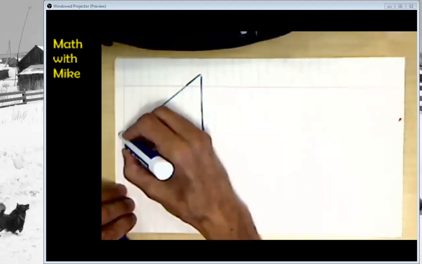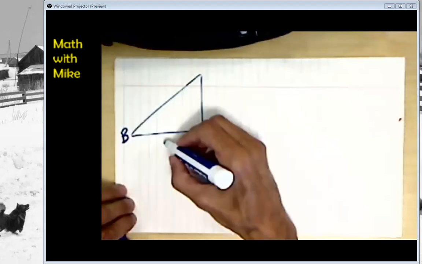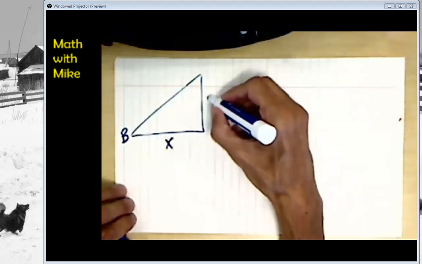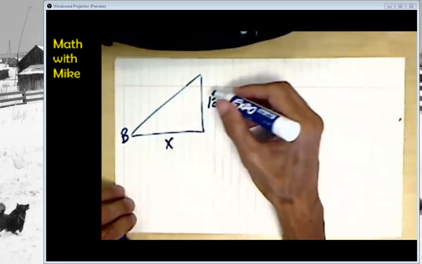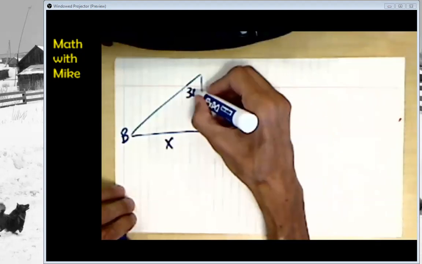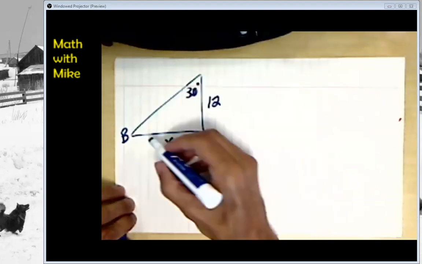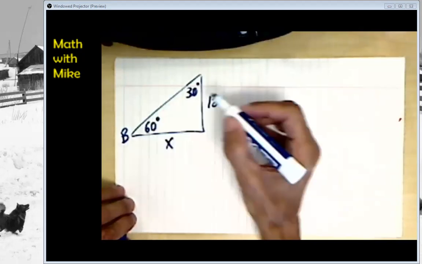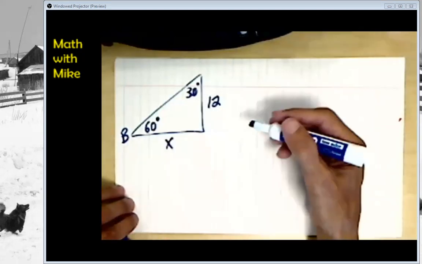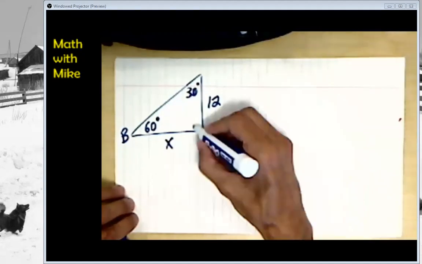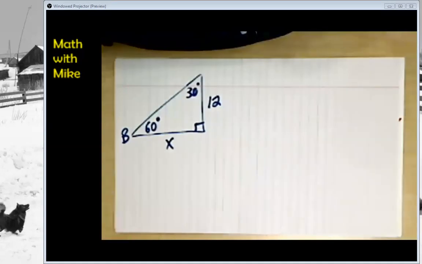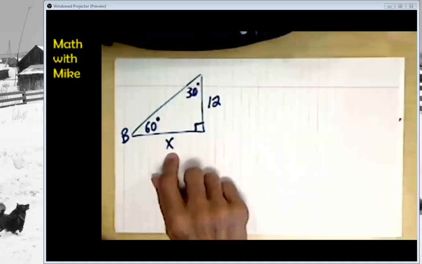Something like angle B there. Side X, side 12. 30 degrees is there. And we did find that that's 60 degrees down there. That was the work we just did. And that was 90. Okay, so good people, we've got to find side X.